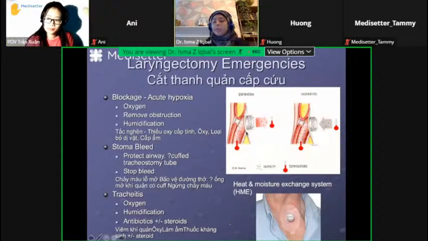If they're having bleeding with this device, this is where you would put a tracheostomy tube in with the cuff to stop any of the bleeding going into the lungs.